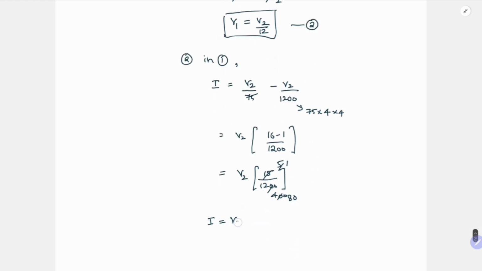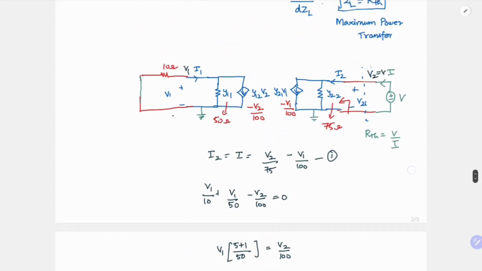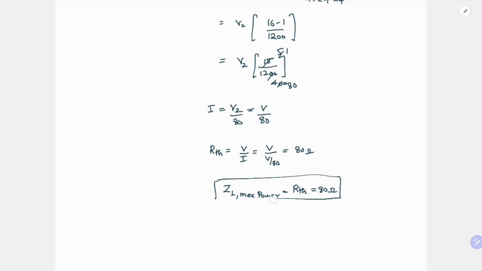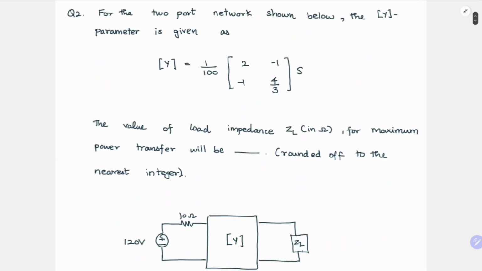So your I is equal to V2 by 80, and we saw that your V2 is equal to V. So this is V by 80, and your RTH is V by I, which is V by V by 80, which is equal to 80 ohms. So your ZL for max power is equal to RTH, which is equal to 80 ohms. Okay, so the answer is 80 ohms.